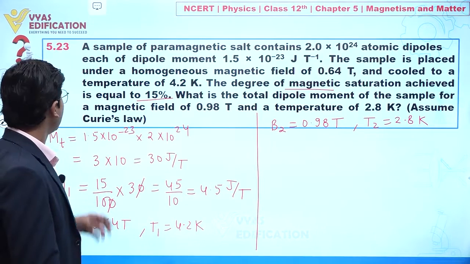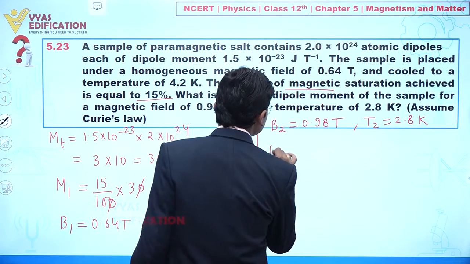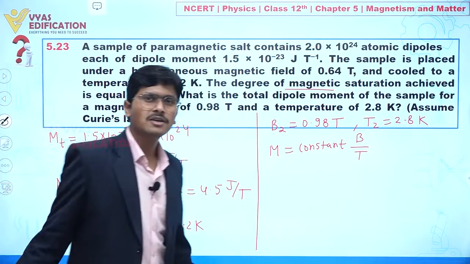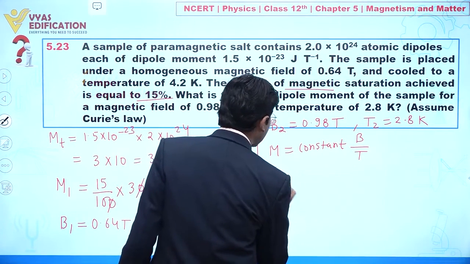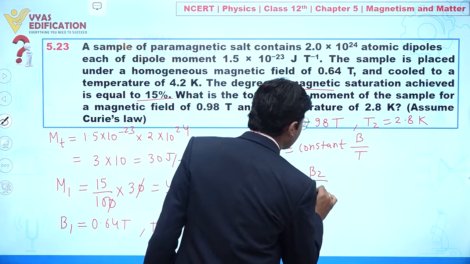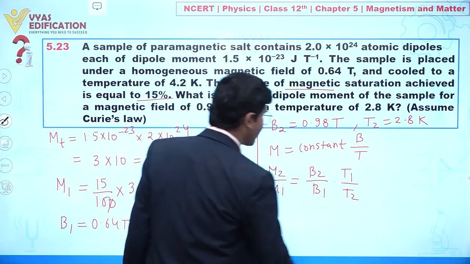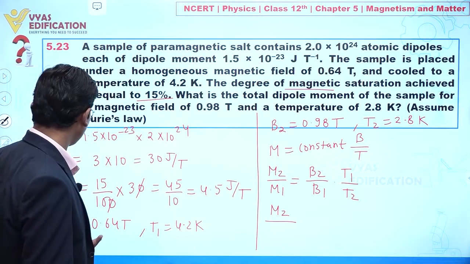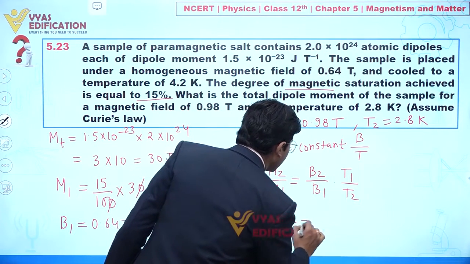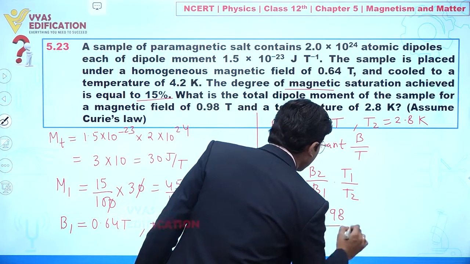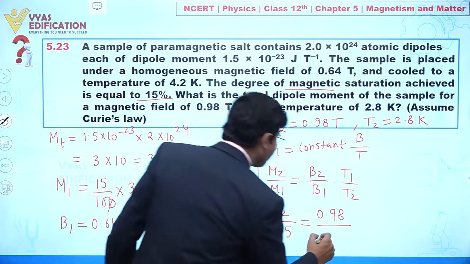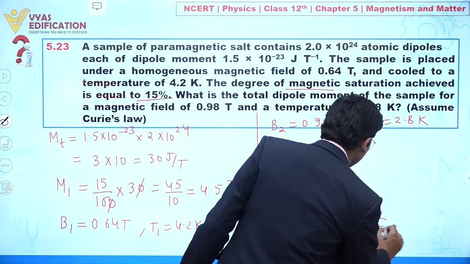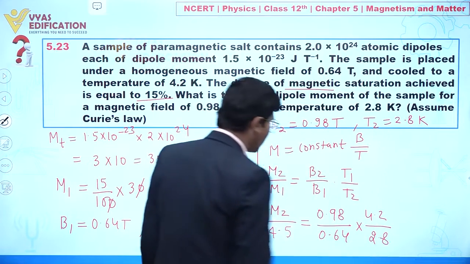Now in this question it is given, we have to assume Curie law. So according to Curie law I can say M is given by some constant multiplied with B by T. Clear? So we can write like this, M2 by M1 should be equal to B2 by B1 multiplied with T1 by T2. Clear? So now we can see M2 divided by M1. M1 is given to you, that is 4.5. Clear? Value of B2 we have 0.98 divided by value of B1, B1 we have 0.64. Multiply T1 by T2. T1 is given 4.2, clear, and T2 is 2.8. Now we have to just simplify it.